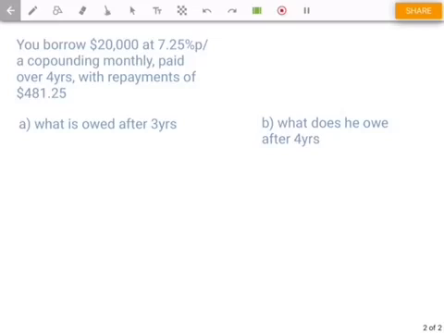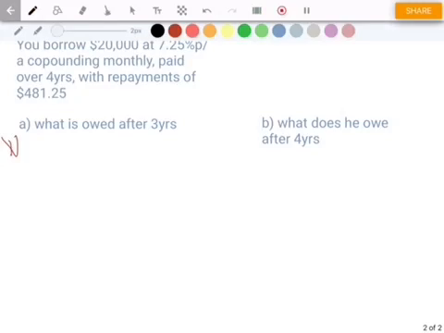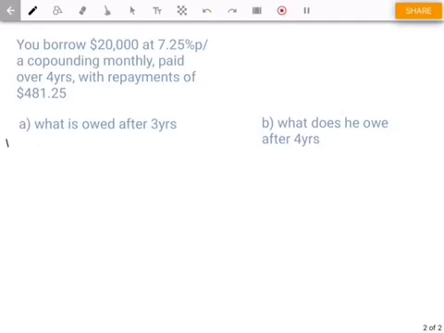Now the first thing you want to do is to put in your variables. So N is equal to 3 times 12. I% is equal to 7.25. So regardless of the compounding, like we've had to do previously, we don't have to change a thing there.